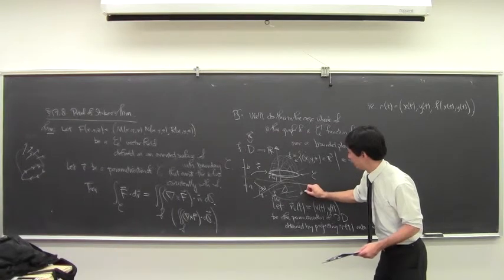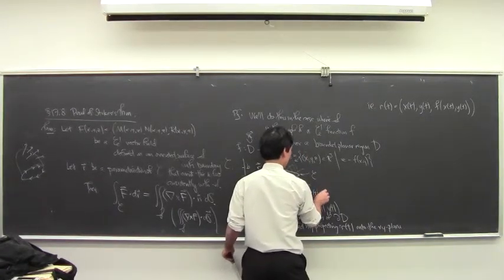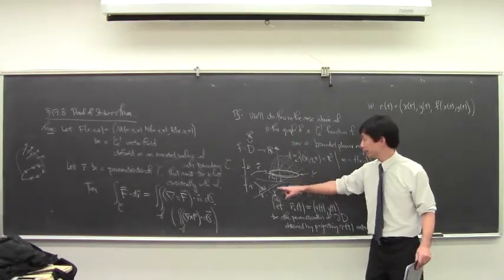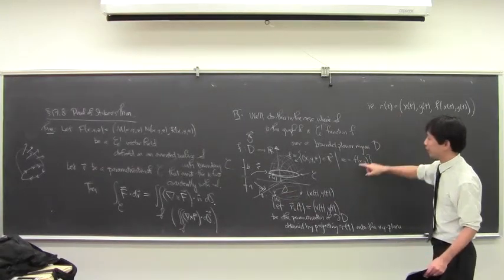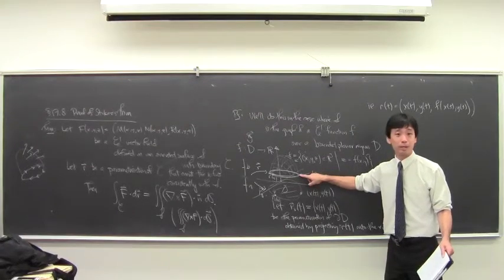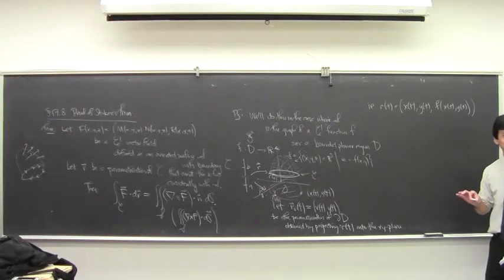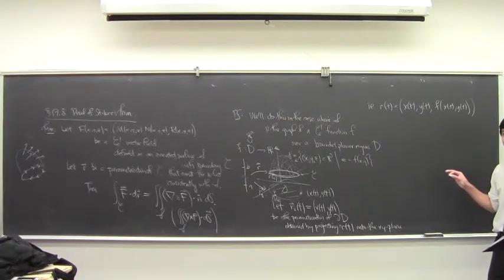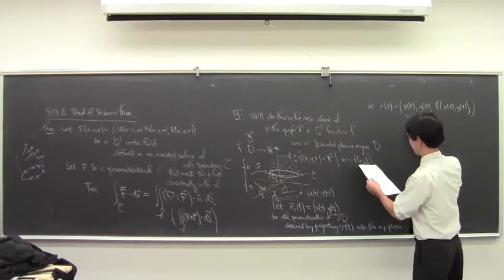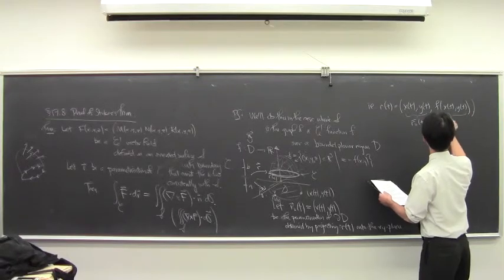So R naught here is x of t, y of t. It runs around the boundary down here, and then R is going to be x of t, y of t, and then f of x of t, y of t. Okay, everyone following? Great. So this part is R naught of t, and this part is f of R naught.